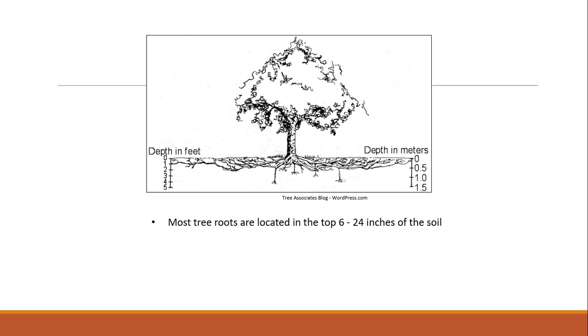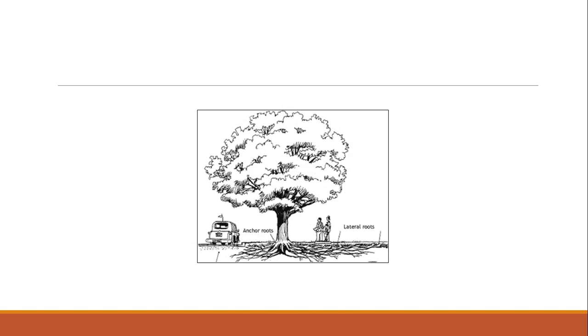Okay, here's an example of tree roots. Most of them are located in the top 6 to 24 inches of the soil, and they will occupy an area 4 times the diameter of the tree crown. So when you are planting a tree, you need to know that, and there may be things that your neighbor may be doing in their garden that may be affecting your tree. So that's something to look out for. And so you can see here's your anchor roots, and people walking around on sidewalks, but the lateral roots continue on.